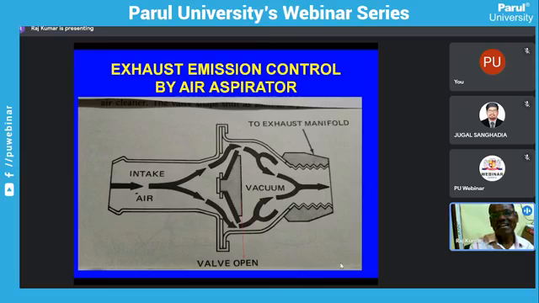This is an air aspirator valve, which gives extra air into the exhaust manifold. It works under the vacuum created by the exhaust manifold. When there is more vacuum, the valve is open and more air will go. This air is coming from the air cleaner. So the more air is going to the exhaust manifold, whatever unburnt hydrocarbon is there gets burned in the exhaust manifold, and then it is going to the atmosphere.